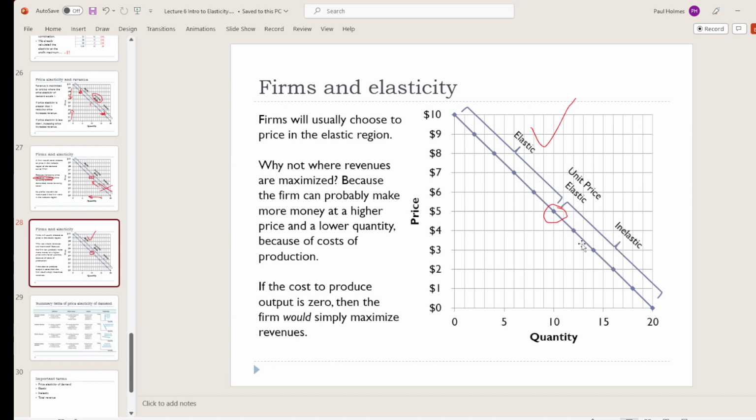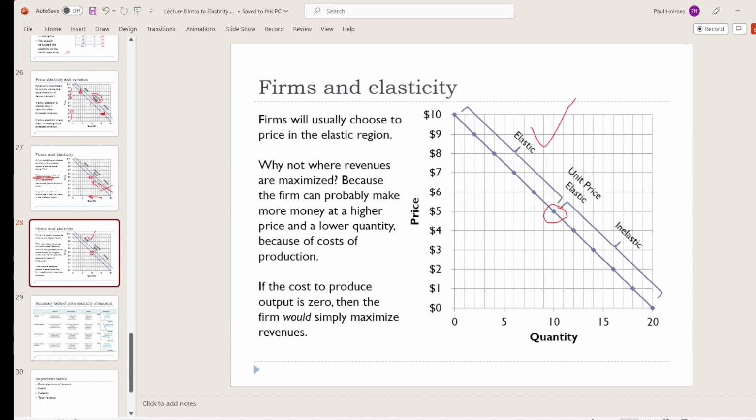If we didn't have any costs, if it didn't cost us anything more to serve an extra customer, then we would just want to maximize revenue. Can you think of any situations in which a firm would have effectively a zero cost to sell to an extra customer?